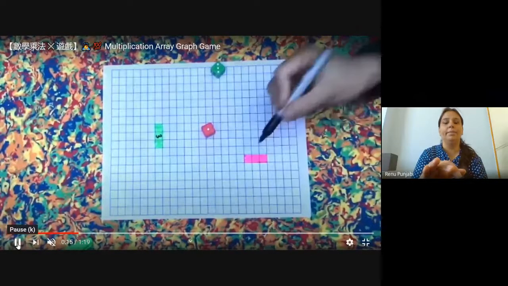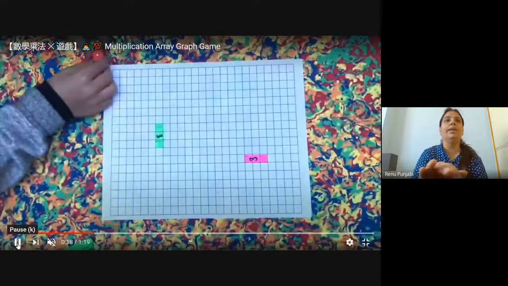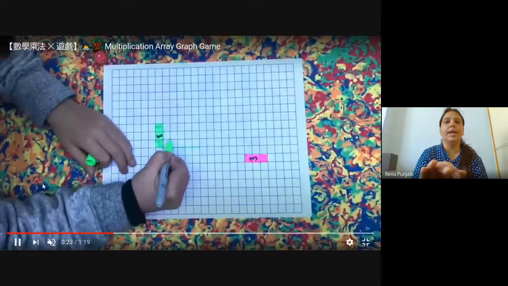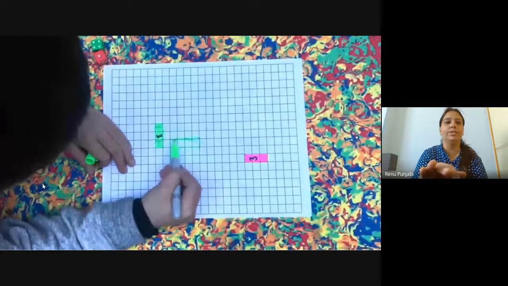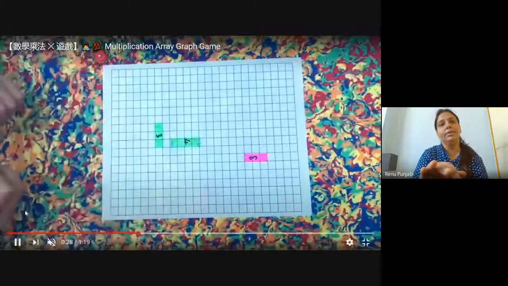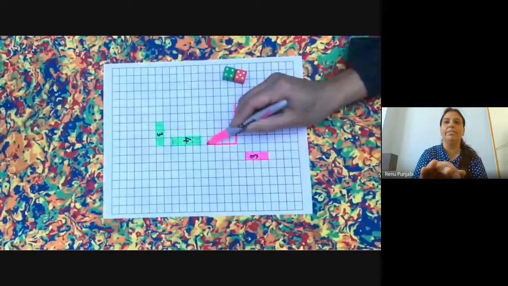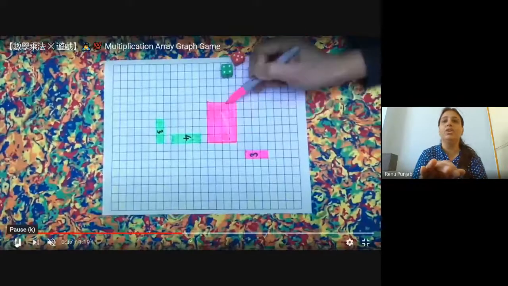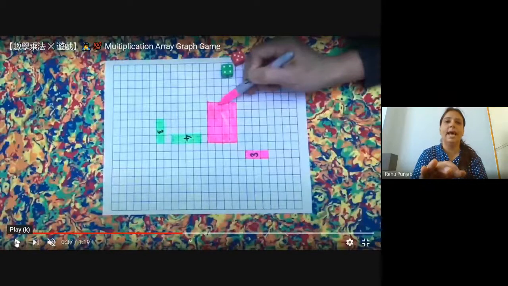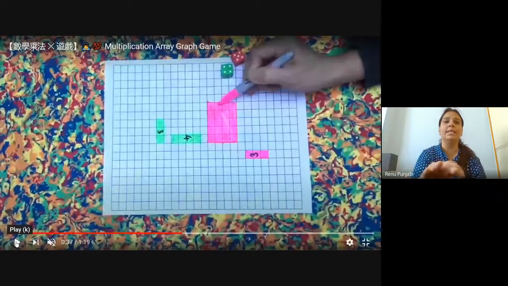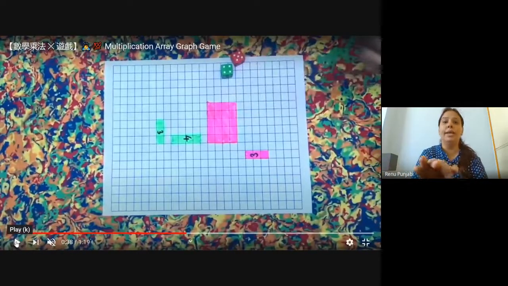Just see how they are playing. Now again, he got 1 row and 4 columns. He is doing 4 rows and 1 column. Then next he got 4 into 5. So the next one is taking 4 rows and 5 columns. And see, they are coloring with their own colors. The first one has chosen the green color and the second one has chosen the pink color. So that once the game ends, they will see who has covered more area.